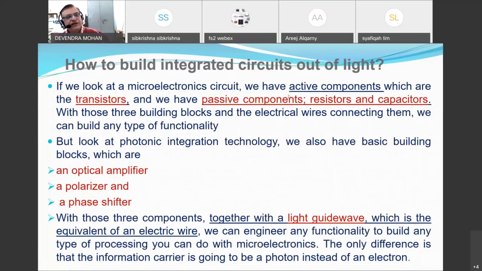If we look at a microelectronic circuit, we have active components, which are the transistors, and we have the passive components, resistors and capacitors. With those three building blocks and the electrical wires connecting them, we can build any type of functionality. But for photonic integration technology, we also have basic building blocks, which are optical amplifier, a polarizer, a phase shifter. Of course, there are many components being developed, and I must name the optical isolator.